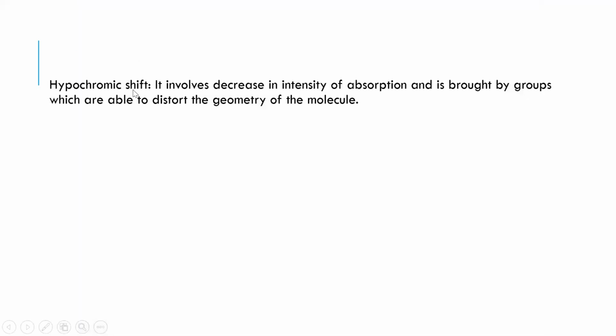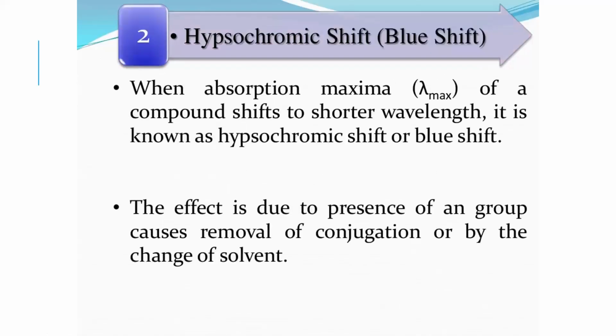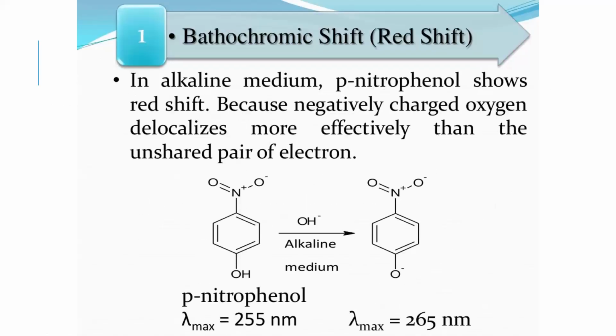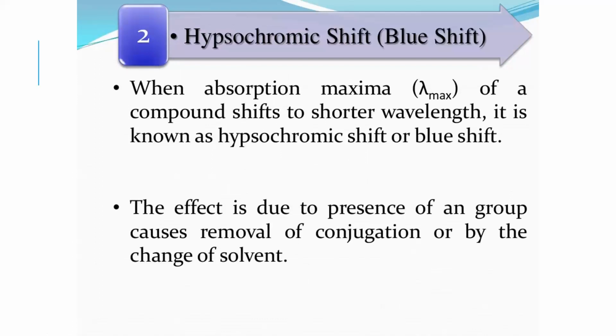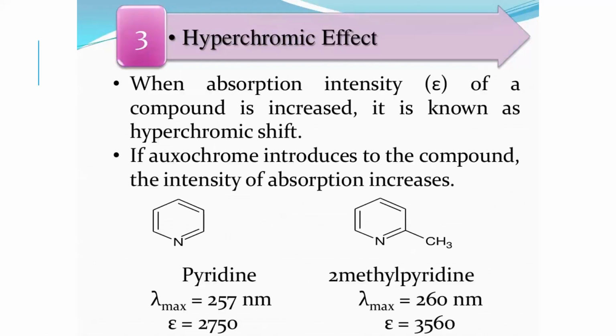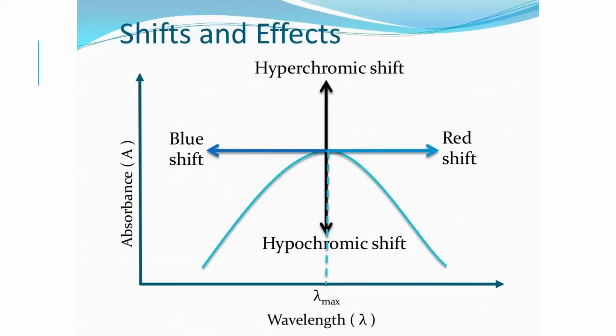Next is hypochromic shift. It involves decrease in the intensity of the absorption. It is due to some groups which are able to distort the geometry of the molecule. So these are 4 important terms. First one is bathochromic shift, hypsochromic shift, hyperchromic shift, and hypochromic shift.